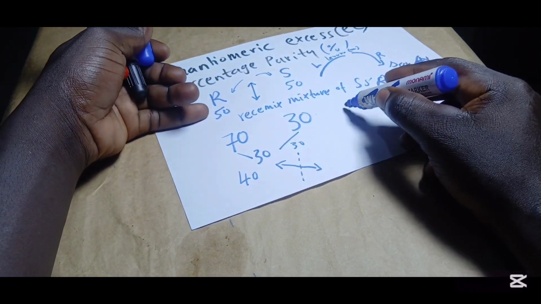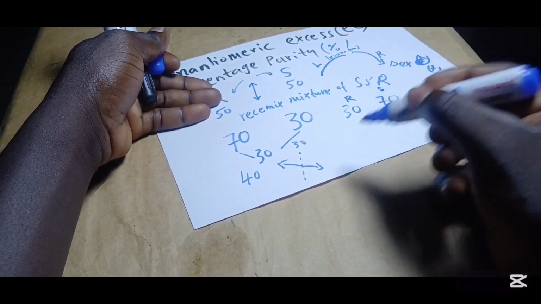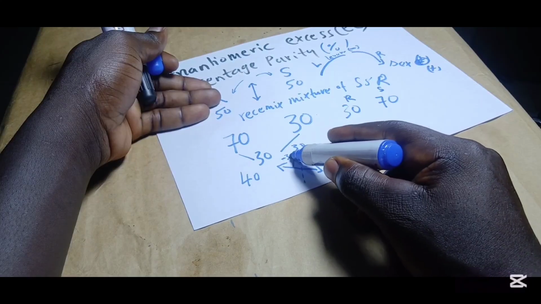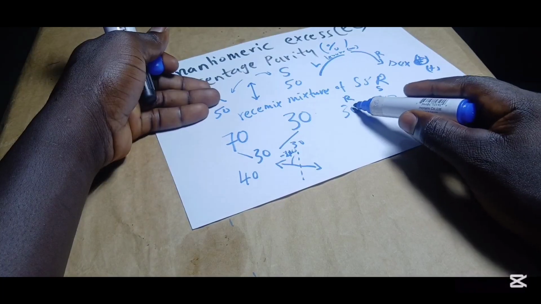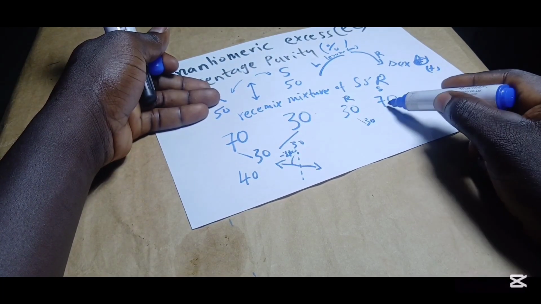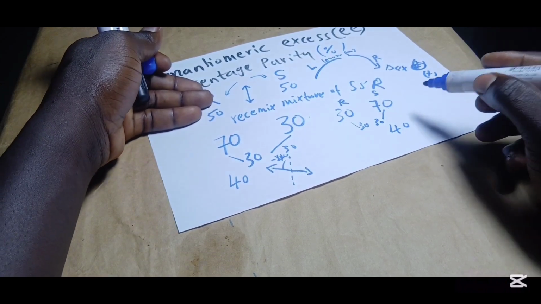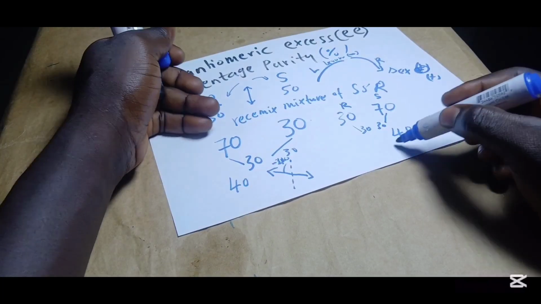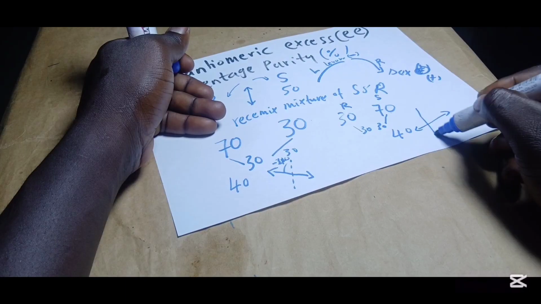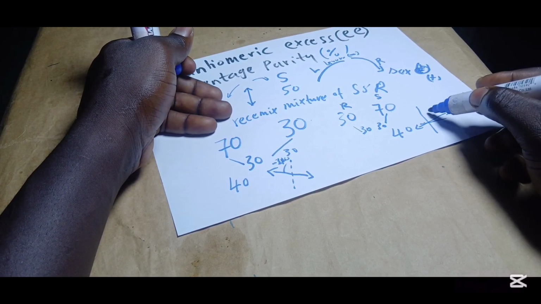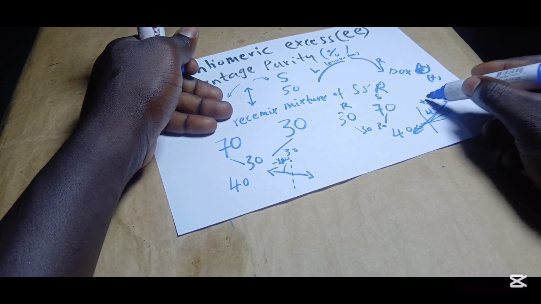What if I have 30% of the R and 70% of the S? So here we are going to get, let's say, a negative 40 degrees angle. So 30 of the R here will form a racemic with 30 of the S here, remaining 40 of the S. So S dominates here and it will turn the plane polarized light to the right, giving us, let's say, a 40 degrees angle, which is positive.